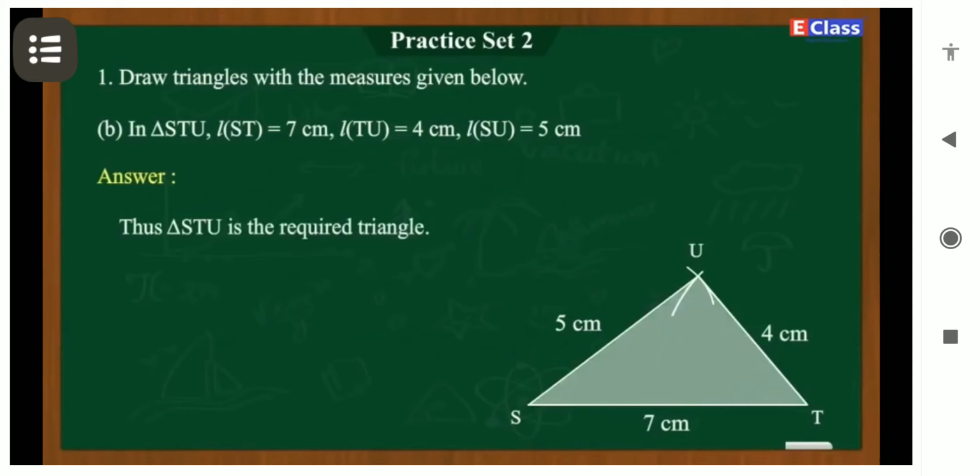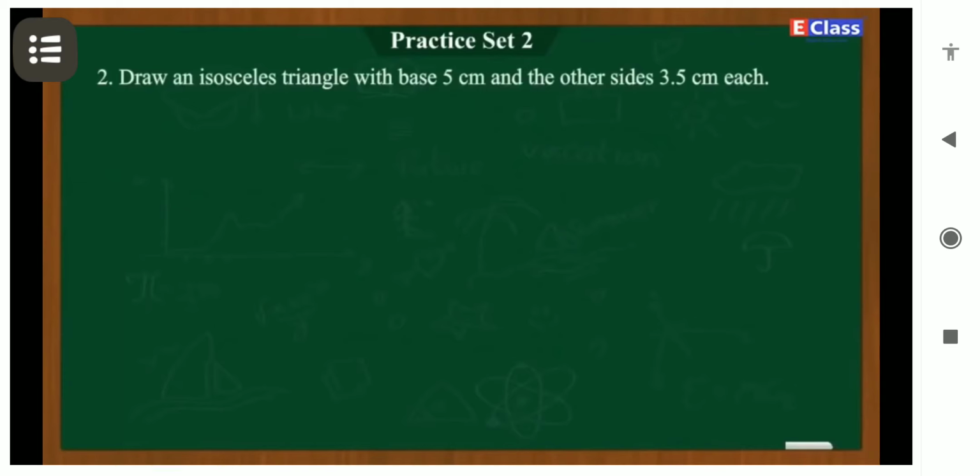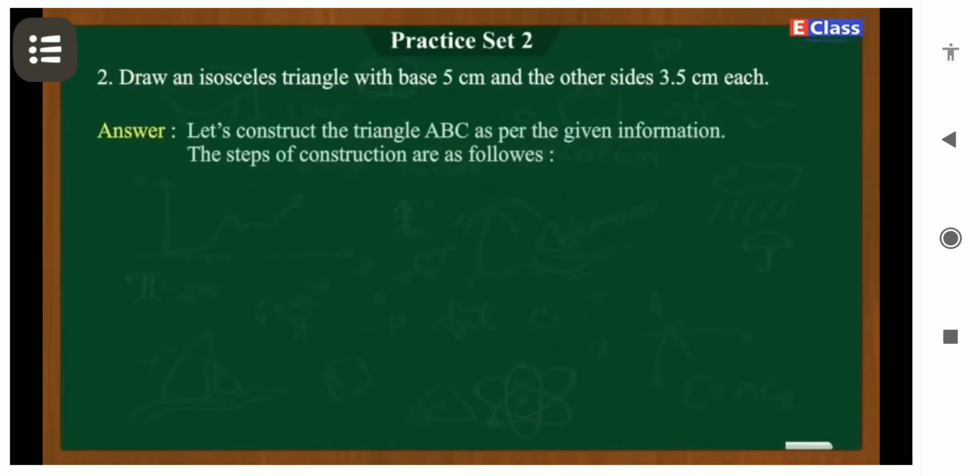Students, here I have solved the first 2 sub-questions of the first question of this practice set. Now students, let's solve the second question of practice set 2. Question number 2. Draw an isosceles triangle with base 5 centimeters and the other sides 3.5 centimeters each. Answer. Let's construct the triangle ABC as per the given information.